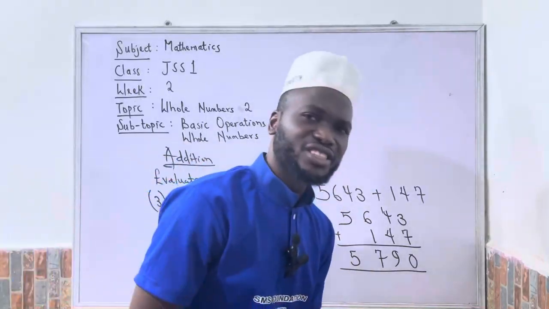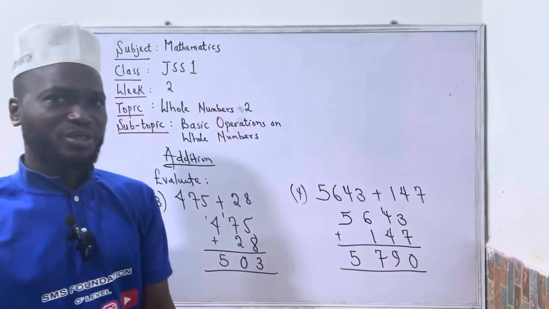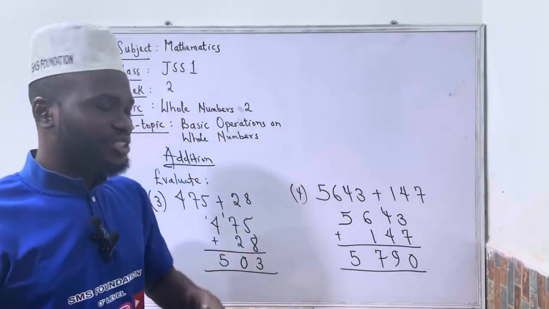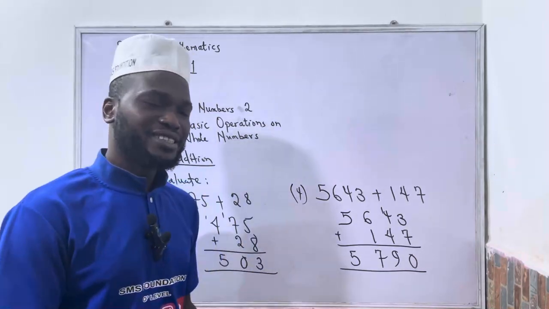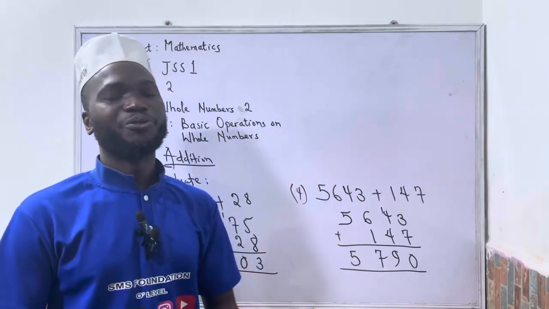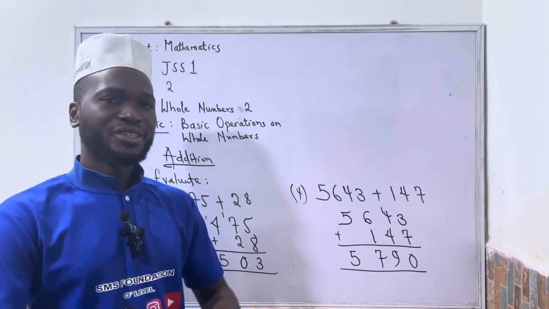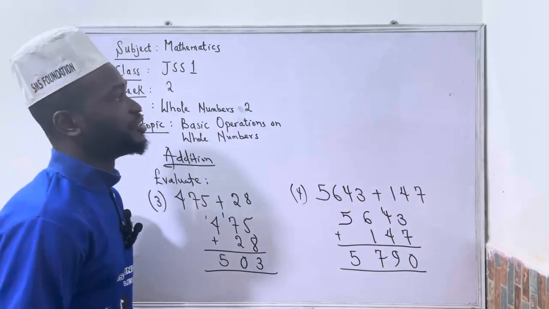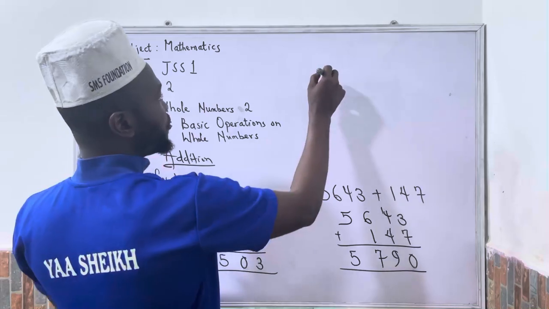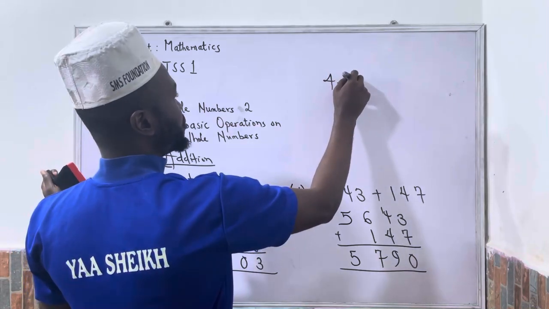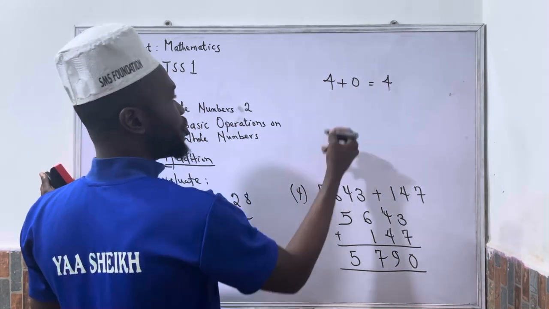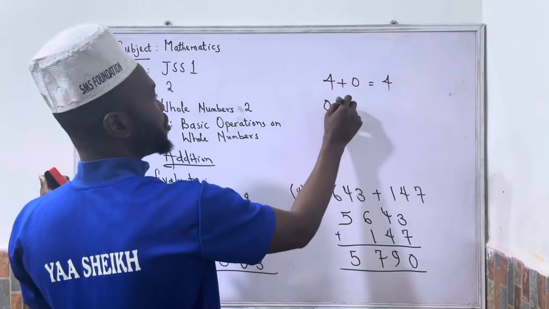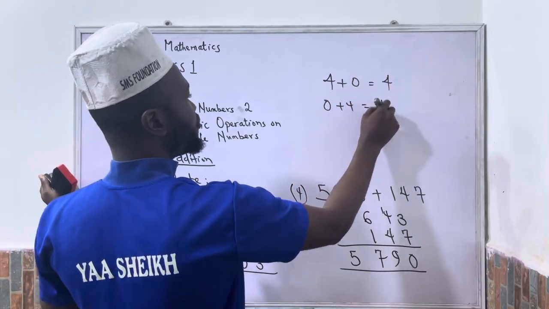Yes, very interesting. This reminds me, the concept of 0 is nothing. So when you add 0 to anything, it means you're adding nothing to that number. So the result will still be that number. So for example, if I say 4 plus 0, the answer will be 4. Or even if you arrange it as 0 plus 4, it will still give you 4.